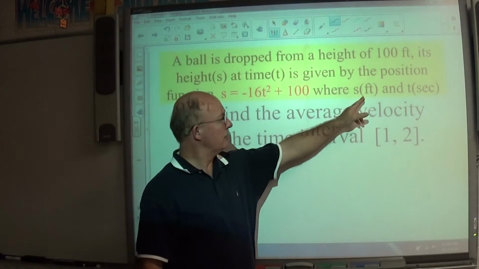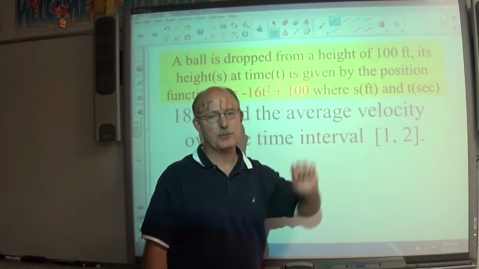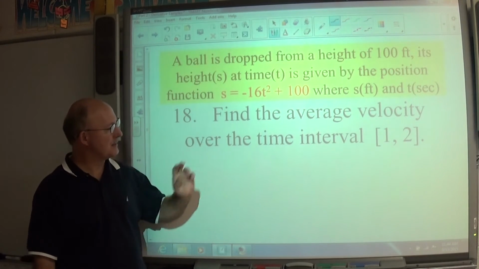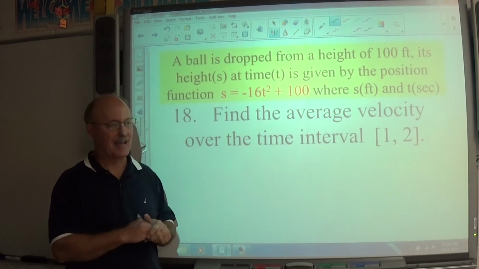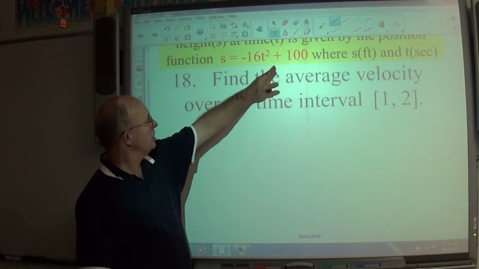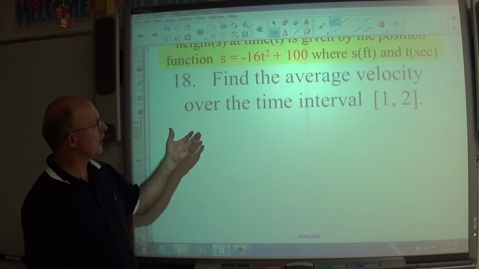Where s, the position, is measured in feet and time is measured in seconds. Now we're going to find the average velocity over the time interval from 1 to 2. So the average velocity. Now, if you can imagine, here's our position function, negative 16t squared plus 100.